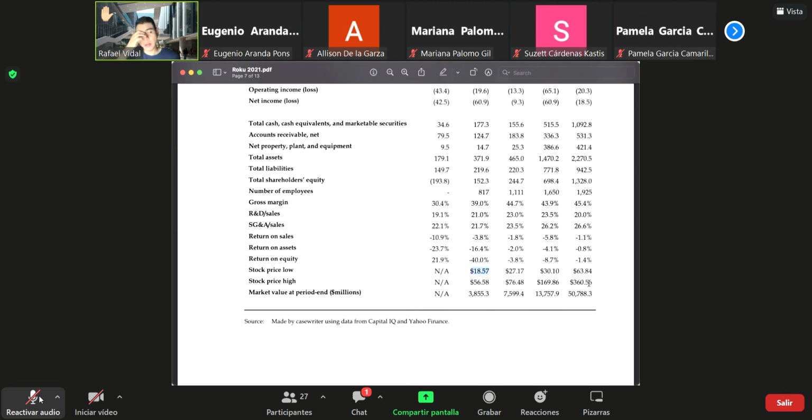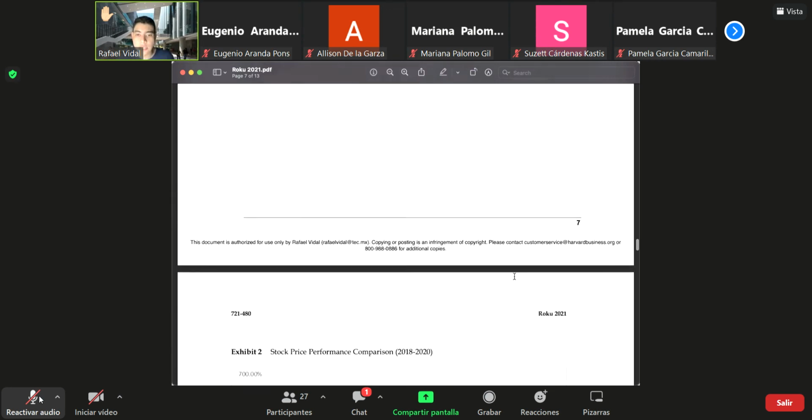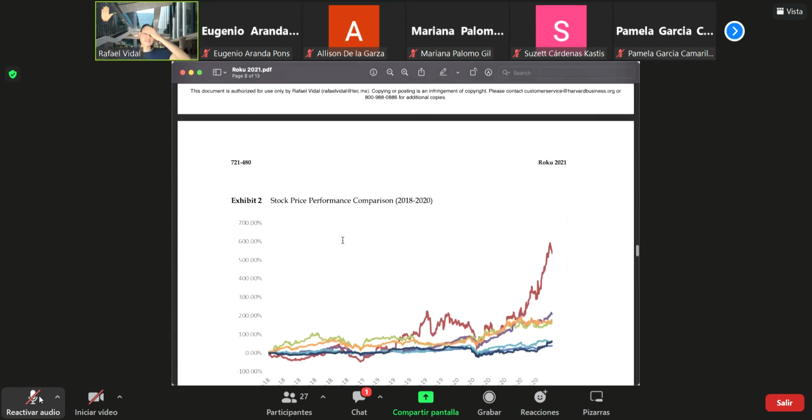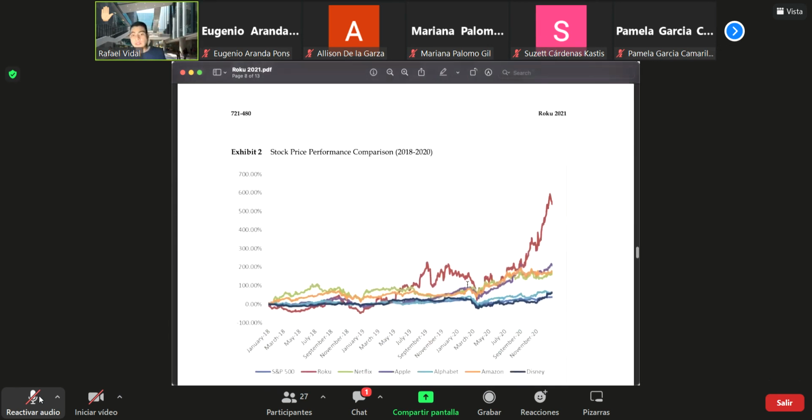Y les voy a dar, como diría un profesor, el informante del examen final. El informante me dijo que si esto tiene una gran variación, significa que no es sostenible la empresa en el mercado público, en el mercado de inversiones. Y eso se ve aquí, stock price performance. Esto sí es sostenible. Espero que ya después de ver las gráficas de la simulación sepamos que es una gráfica sostenible. Esta no, la de Roku no es una gráfica sostenible.